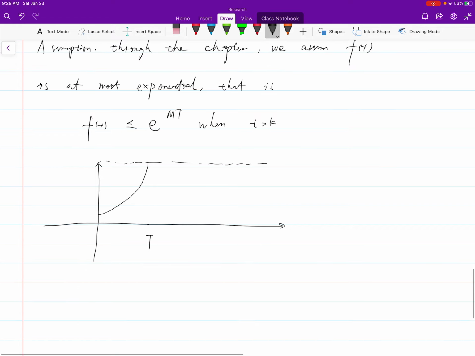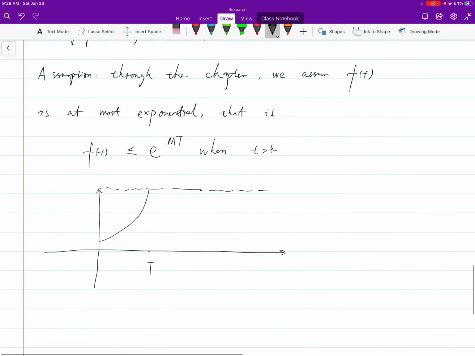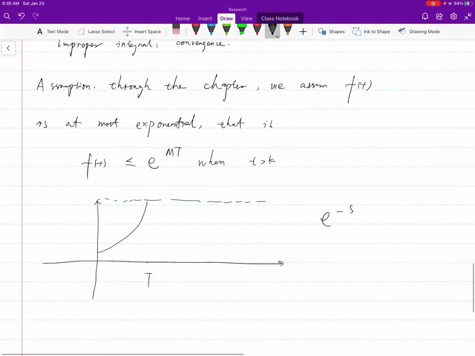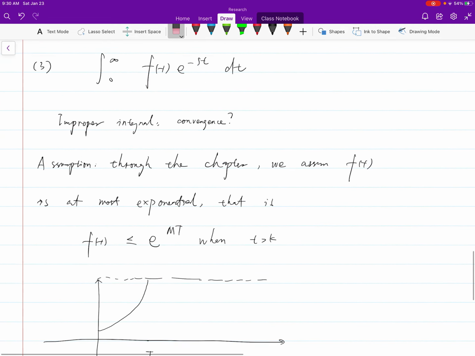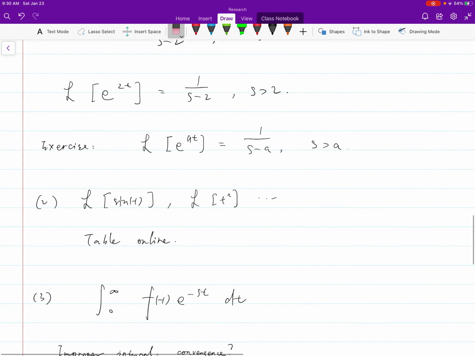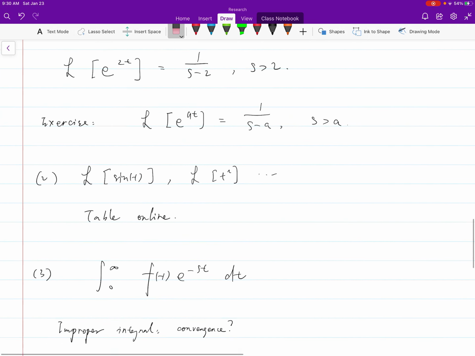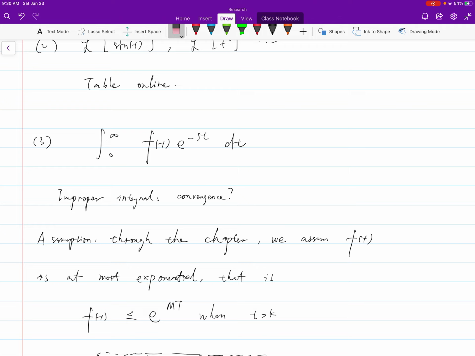So you can have a very huge upper bound, but as long as it's less than or equal to the exponential e to the mt, e to the negative st eventually dominates what you have here because it's exponential decay. They cancel each other, and this t keeps going, but this t stops there. So eventually this is going to converge. It's going to become finite. Therefore, we can do the Laplace transform. All right, so that's everything we know about the Laplace transform so far. As long as your function is nice, which means it's at most exponential, we can calculate it.